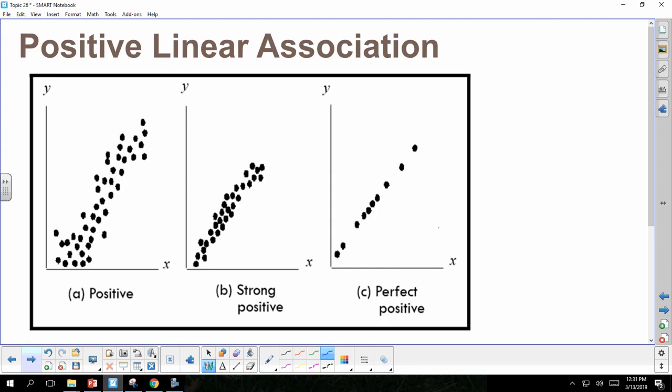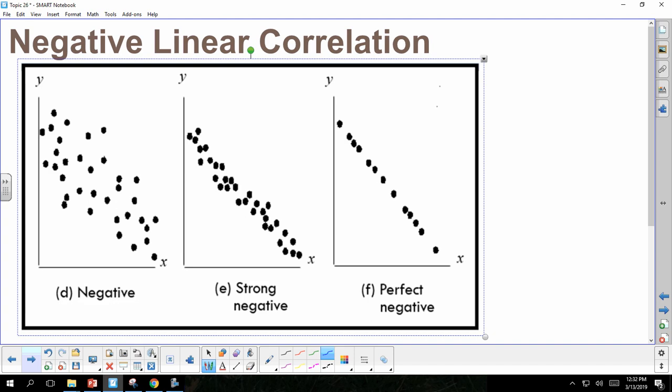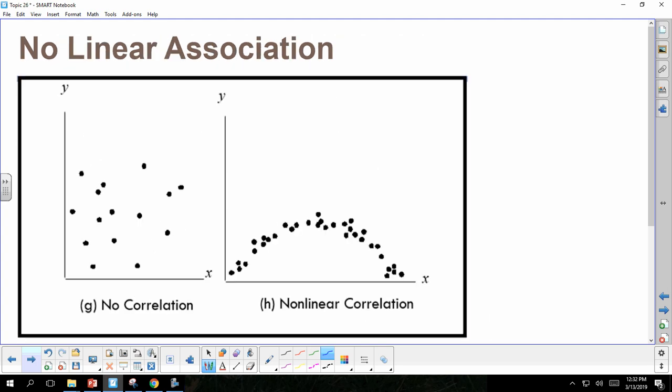All right, so some examples of positive linear association. We have a positive relationship, strong positive, and then perfect positive. We don't necessarily see perfect positive when we're dealing with real life data. Negative, obviously. Strong negative, and then perfect negative, right? If we fit a line through there, the slope would be negative. And then no correlation. You can't really see which direction we fit a line, whether it would slope up or down. And then this has a very strong relationship. However, is it a straight line? No, so it's a nonlinear relationship.